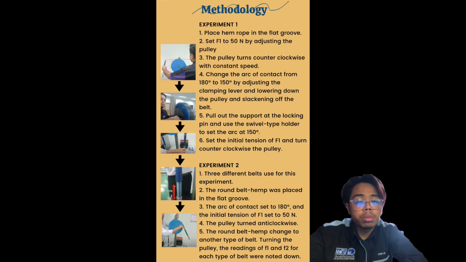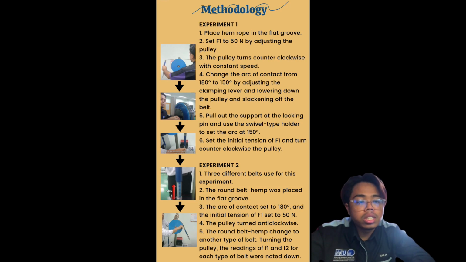For this experiment, there are four belts made of different materials. In the first experiment, students use a hem rope. In the second experiment, students use a leather grey cast iron, hem grey cast iron, and rubber grey cast iron. For experiment 1, the procedure is: first, place the hem rope in the flat groove. Second, set F1 to 50 Newton by adjusting the pulley. Third, the pulley turns counterclockwise with constant speed.